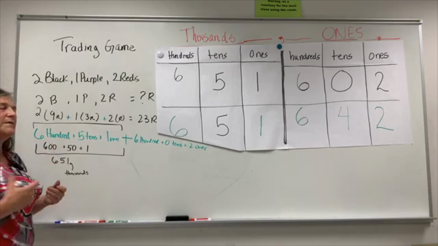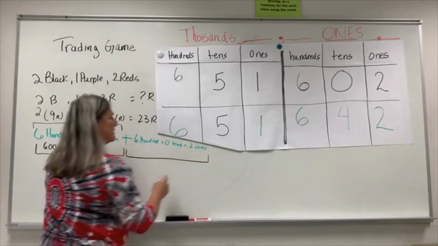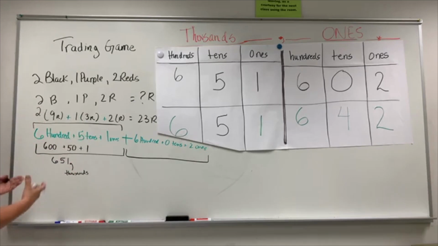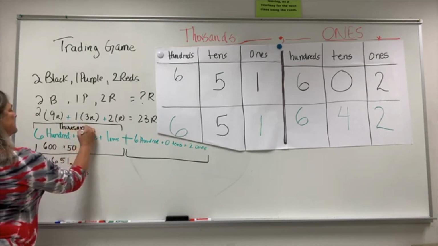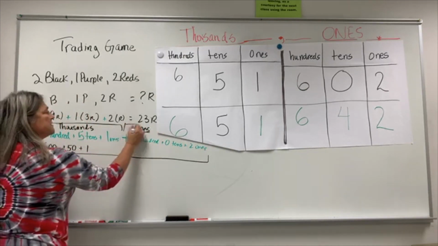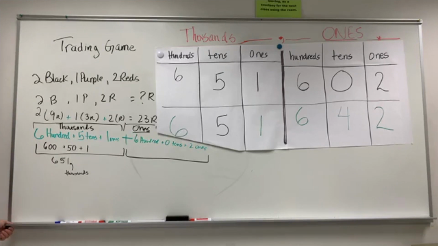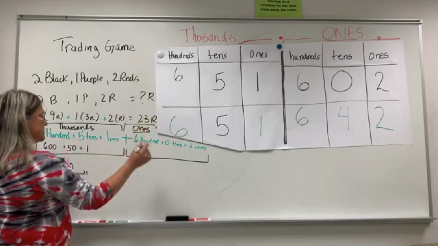We want them to see the patterns and the systems that they can pull from this. So remember, this is thousands, and this is ones. And that thousands and ones can be related to the reds from our color game. So 651,000, now let's look at this chunk.